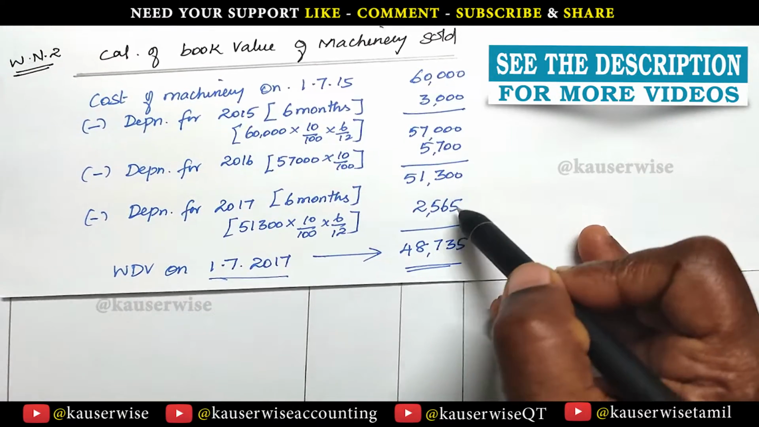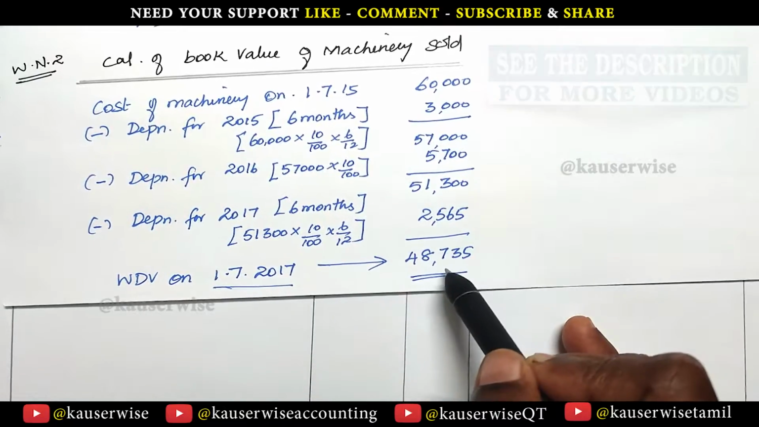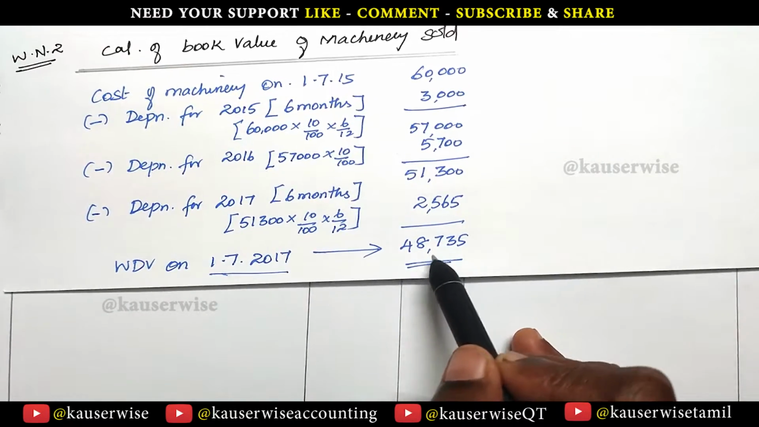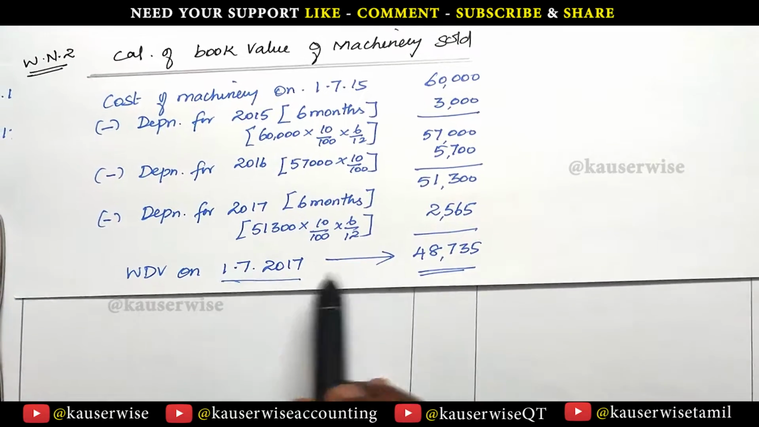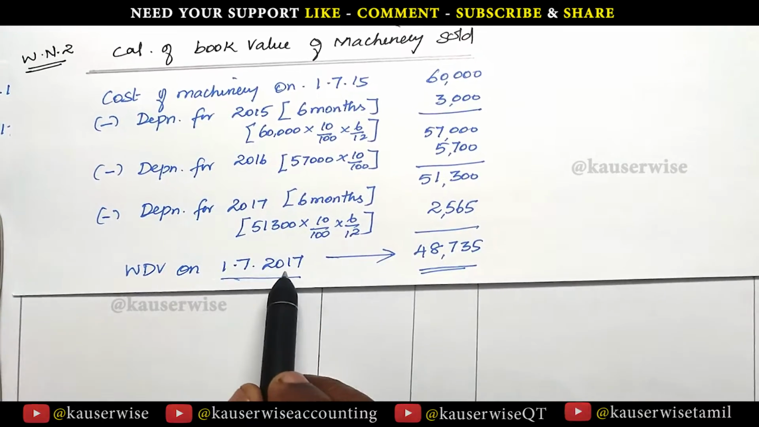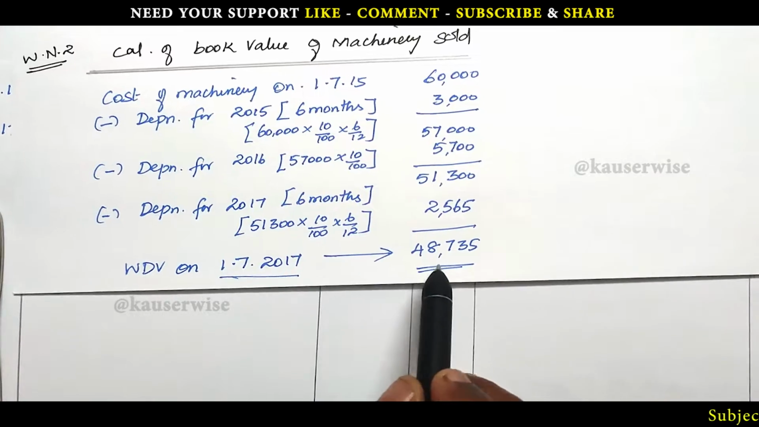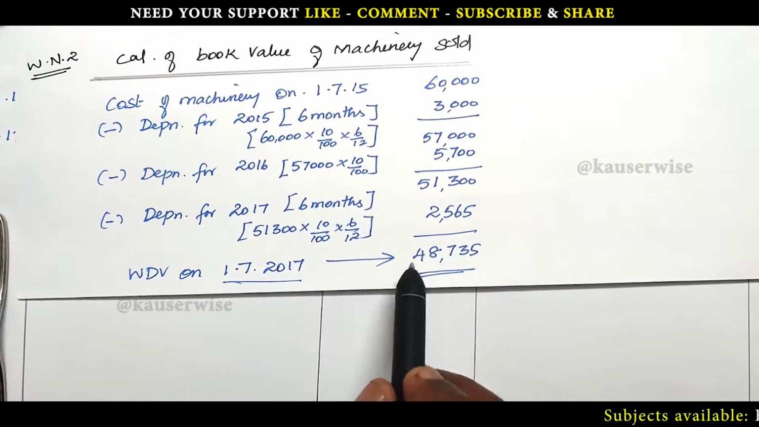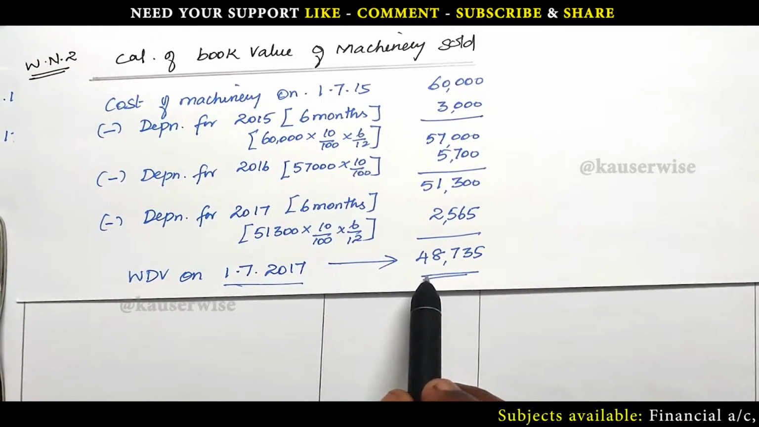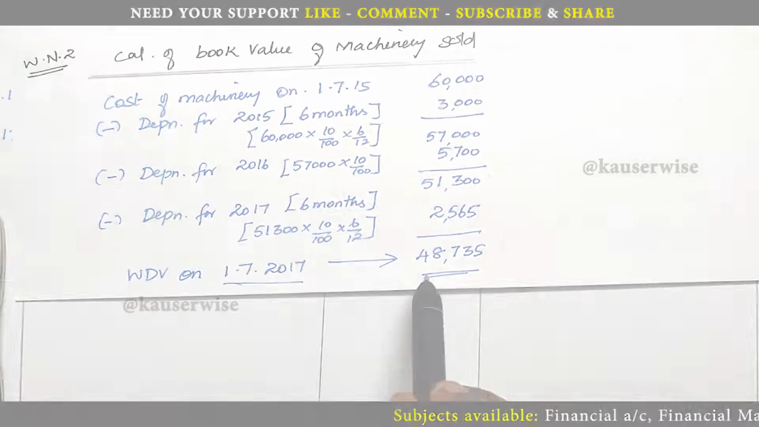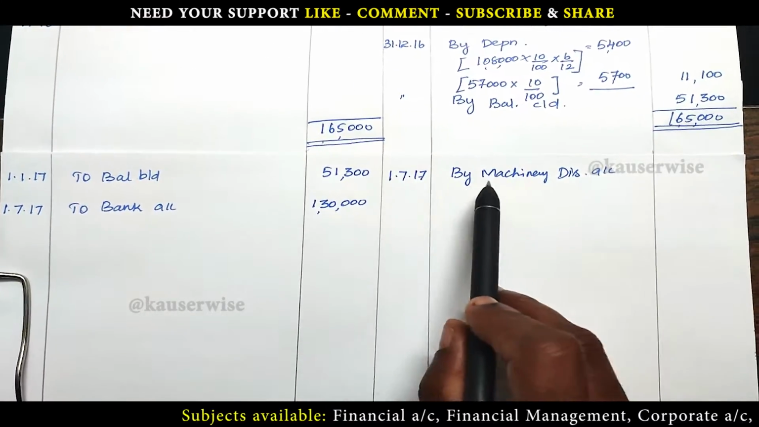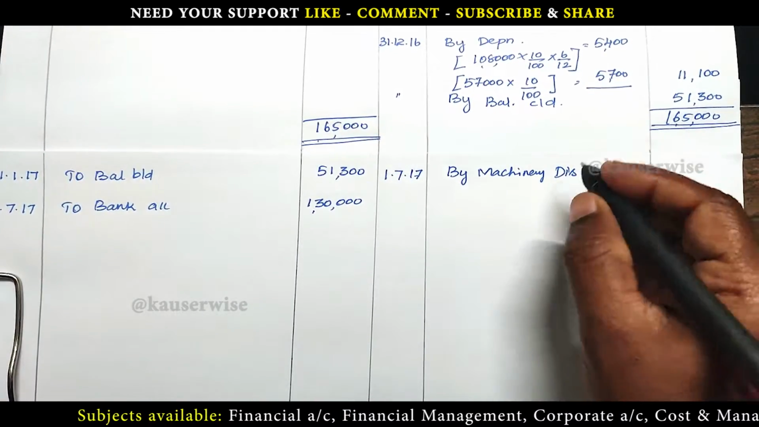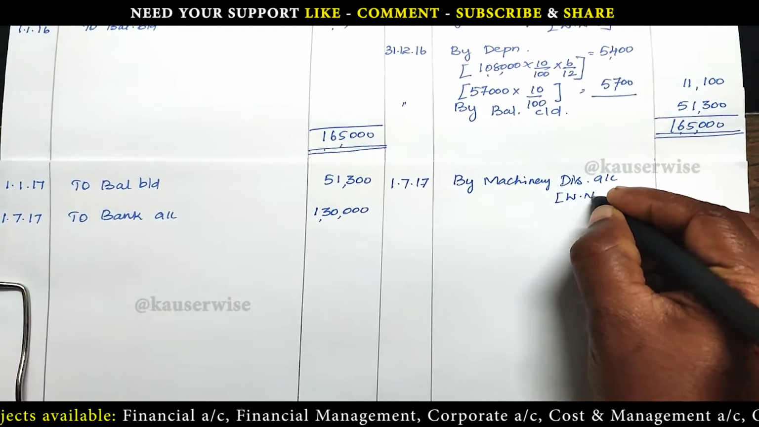2,565. After subtracting this depreciation, the remaining value is 48,735. This is the written down value on 1st July 2017, as on the date of sale, and this value will be transferred to the machinery disposal account. See the solution. In the machinery account, credit side, 1/7/2017 by machinery disposal account.